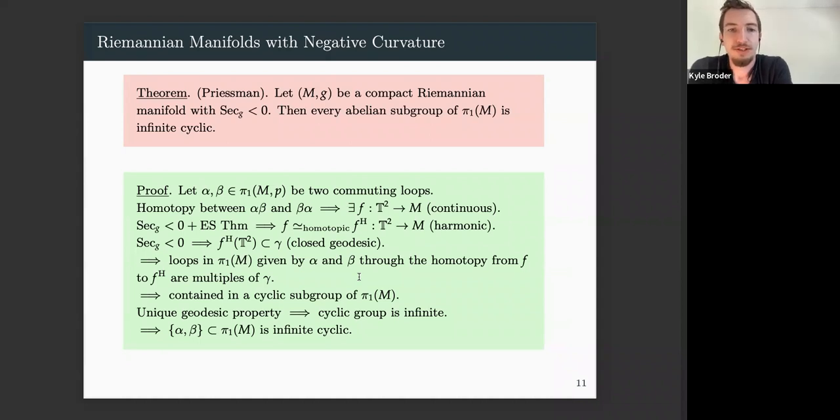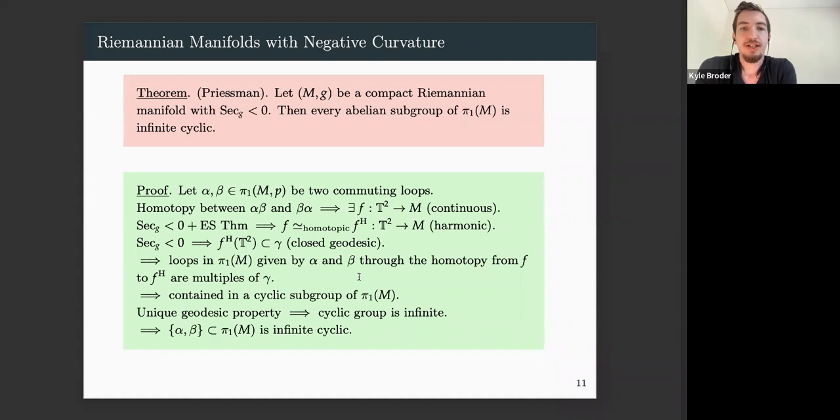So one nice way of proving the theorem would be to take any 2 commuting loops in the fundamental group of M. The homotopy between alpha beta and beta alpha will give us a continuous map from the torus into our manifold.